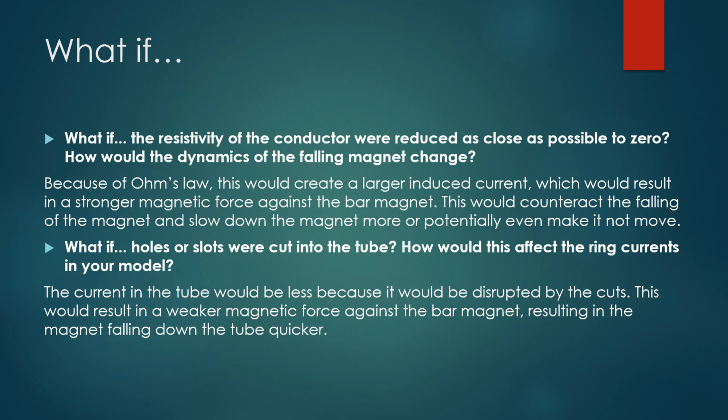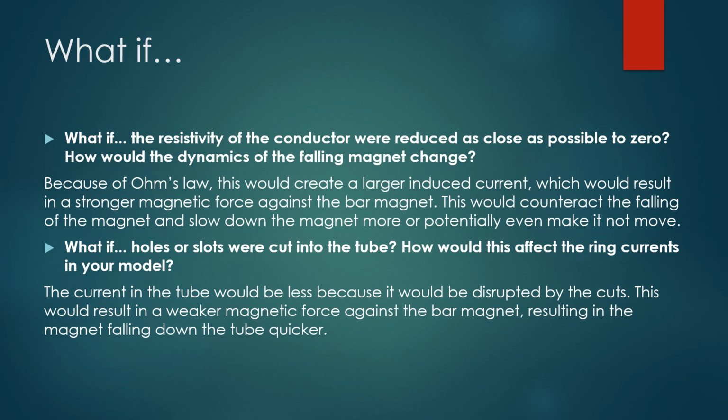What if the resistivity of the conductor was reduced as close to possible as 0? How would the dynamics of the falling magnet change? Because of Ohm's law, this would create a larger induced current, which would result in a stronger magnetic force against the bar magnet. This would counteract the falling of the magnet and slow the magnet down more, or potentially make it not even move.